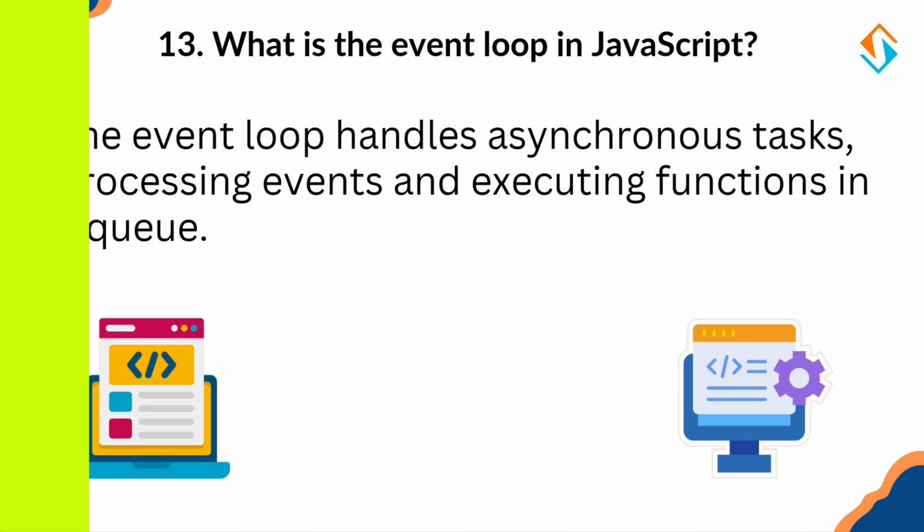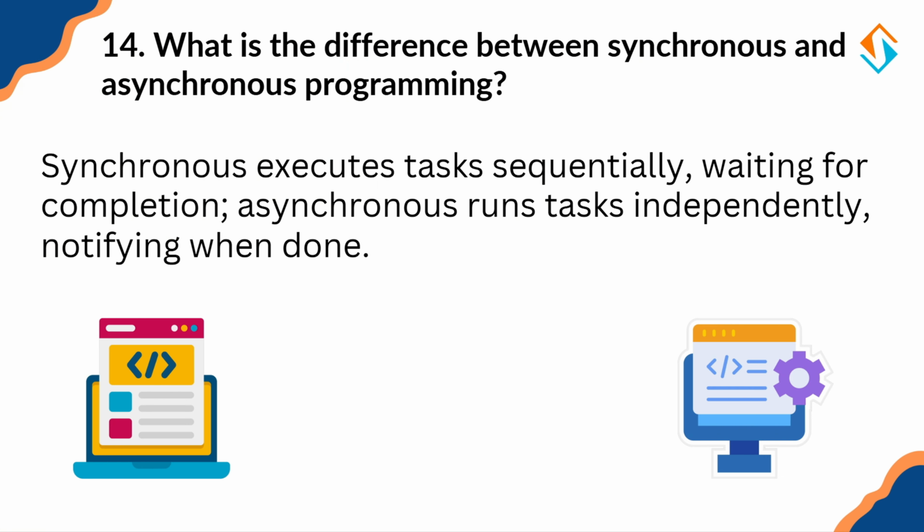Now let's come to the next question. What is the event loop in JavaScript? The event loop is the mechanism in JavaScript that handles asynchronous tasks. It constantly checks the call stack and task queue, ensuring non-blocking execution by pushing completed tasks from the queue to the stack for execution.